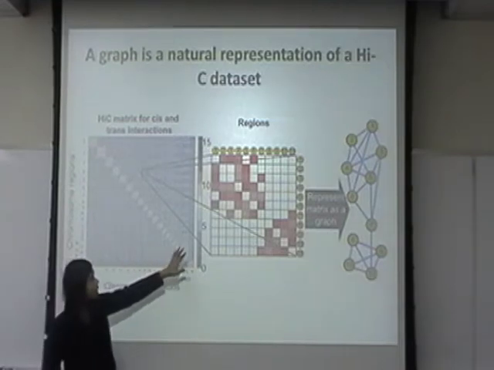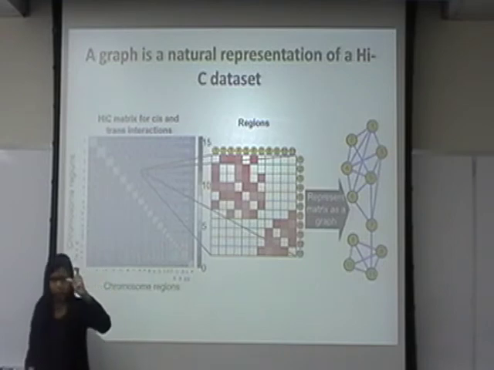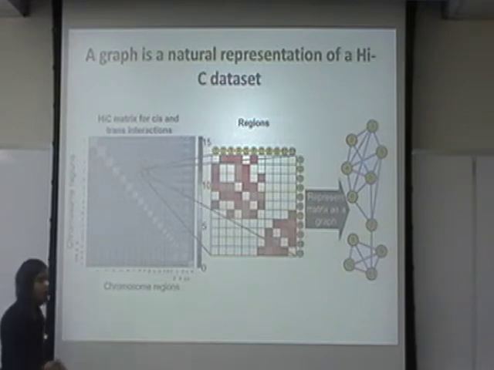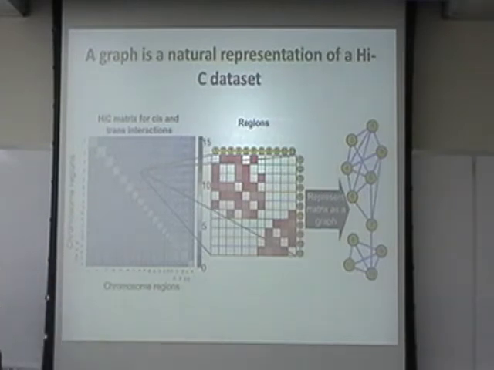So if you look at a small portion of this matrix, each of these entries corresponds to a piece of DNA of a particular size, and the entries correspond to the count, the tendency of two regions to actually interact. And we can represent that as a graph where the edge weights correspond to those counts. So you can say that it's a fully connected graph. Well, many of the counts will actually be zero, so it's not actually fully connected. And we have a graph, and then we can apply graph clustering to it.